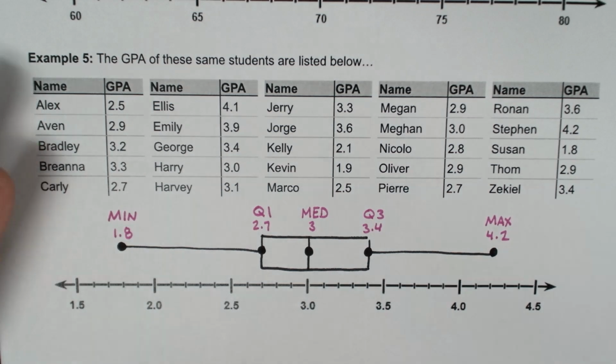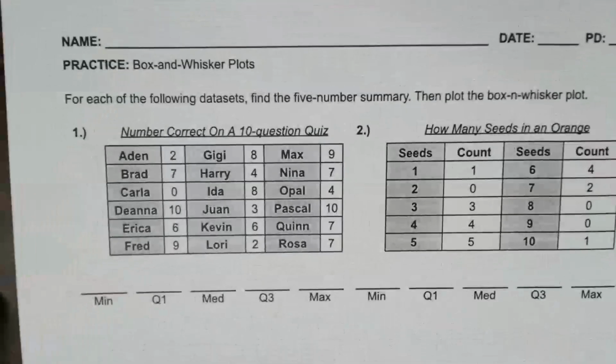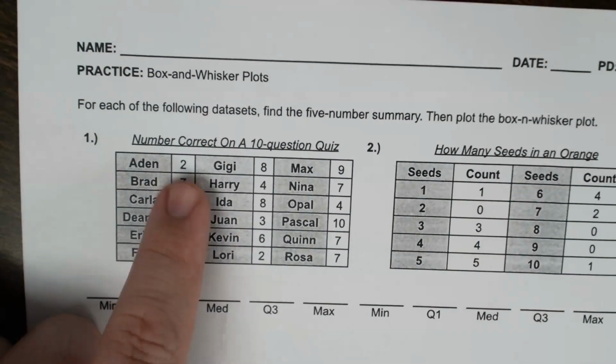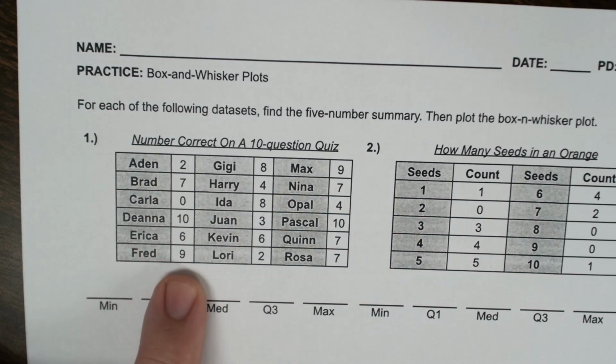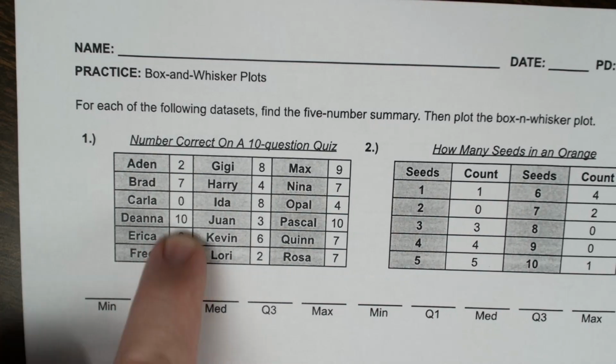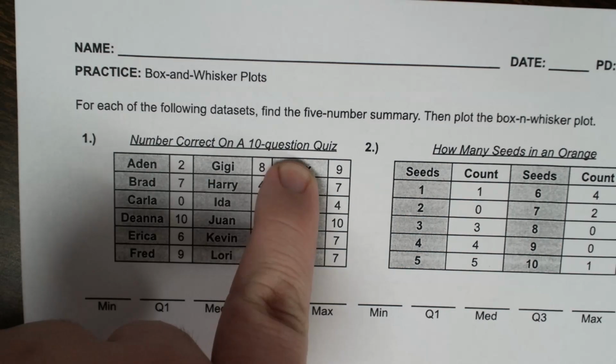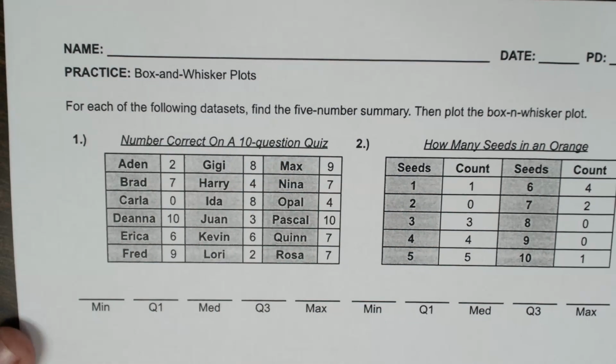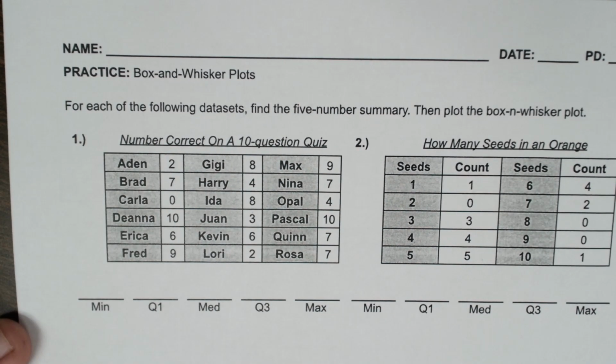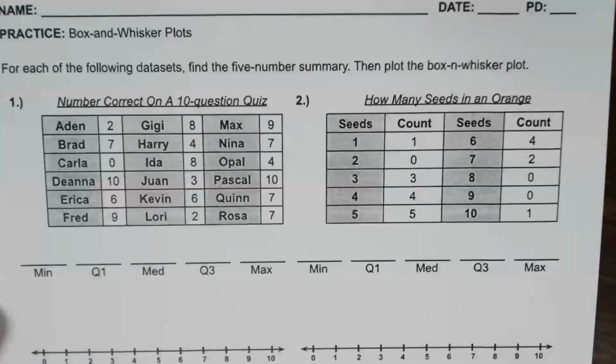Okay, I want to look at the practice real quick. I'm not going to do any of it with you, but I do want to... You good? Okay. So, the first one is just a basic little table. You're going to type in 2, 7, 0, 10, 6, 9, and so on. Type in all 18 of these numbers into the same column.